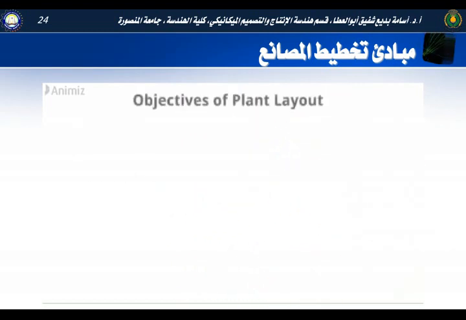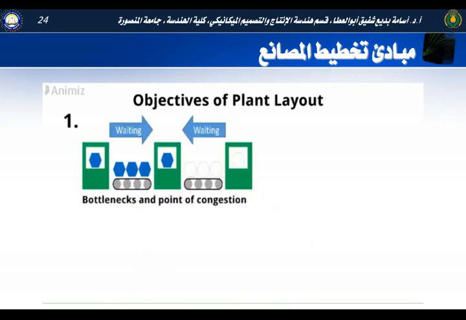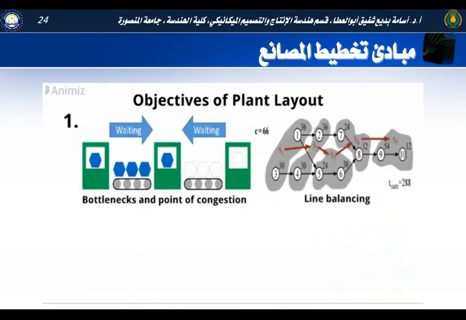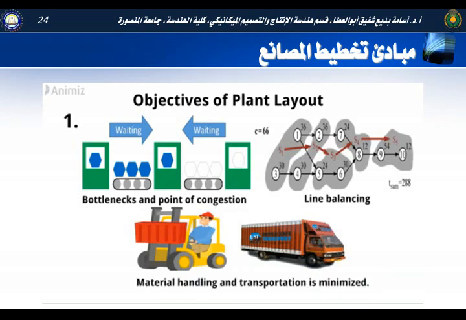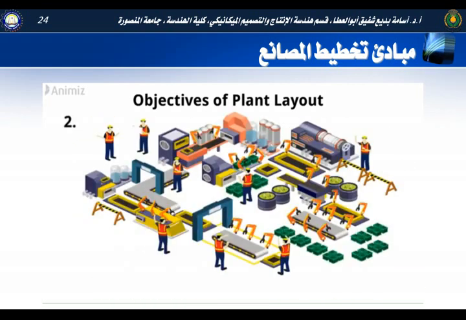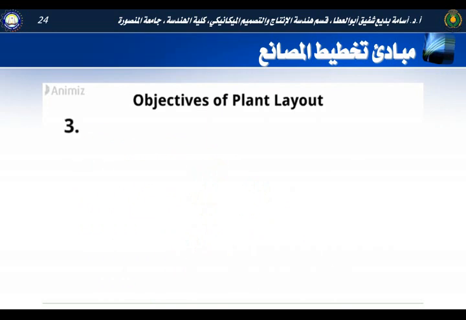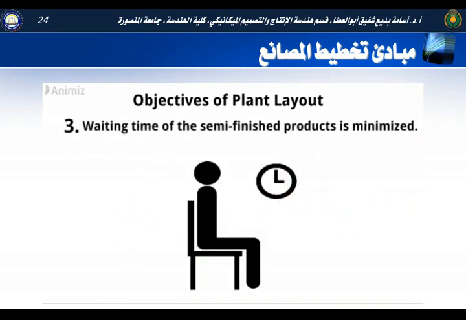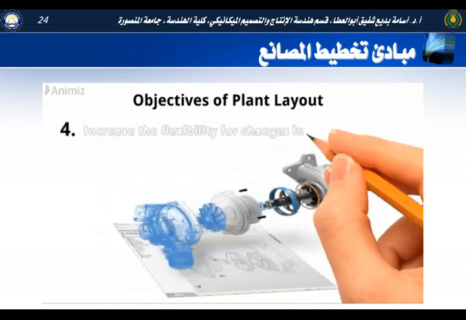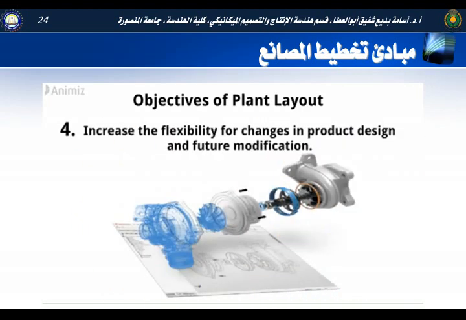Objectives of good plant layout. 1. Bottlenecks and points of congestion are eliminated by line balancing so that material handling and transportation is minimized. 2. Workstations are designed suitably, so that movement made by the workers is minimized. 3. Waiting time of the semi-finished products is minimized. 4. Increase the flexibility for changes in product design and future modification.